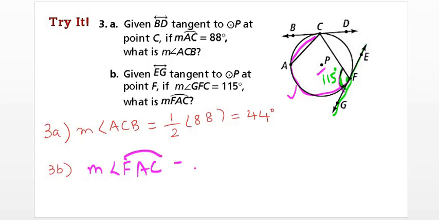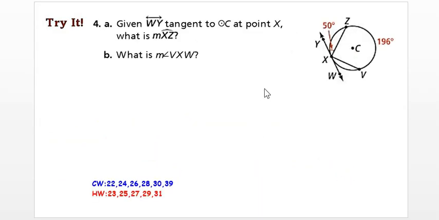So how can we find the measurement of arc FAC? It will be 2 times the angle, because this is the intercepted arc, so it is going to be 230 degrees. Clear? Here is the next, try it.